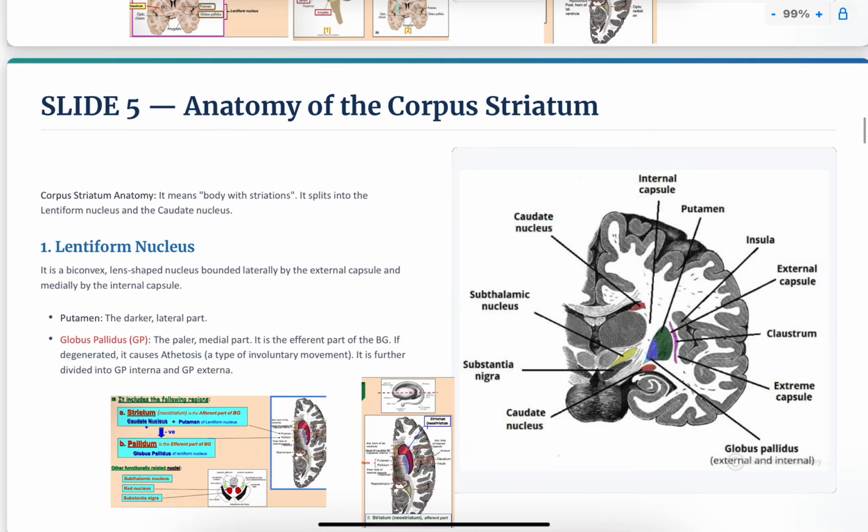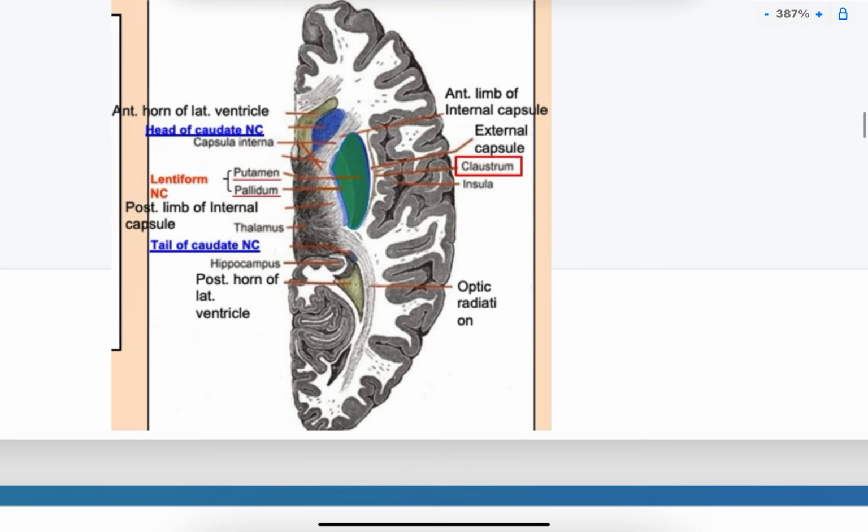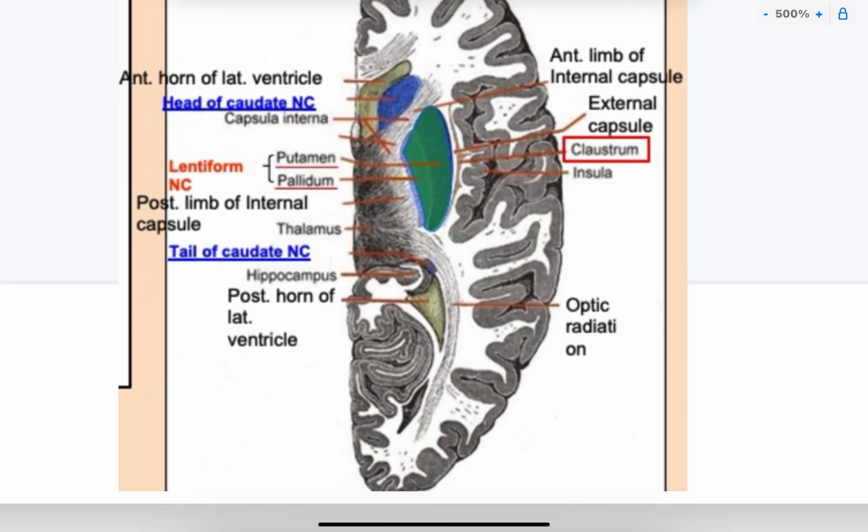So the lentiform nucleus has two parts. As we've seen in the picture, the first one is the putamen, which is the darker and the lateral part. Let's see it here in the picture. The putamen will be here, and it is the darker and the lateral part.